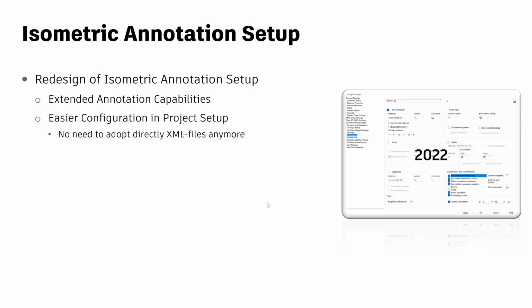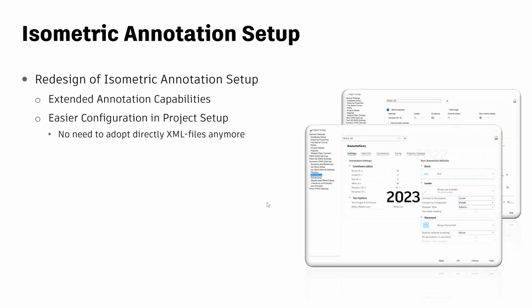Look at the interface, how it looked in 2022 and the changes now in 2023. As you can see at first glance, there's a big change in the user interface in Project Setup for the annotation node. But let's go into the details. We will have five tabs here: settings, table IDs, connections, piping, and property changes. I will explain every tab separately, starting with the settings tab.